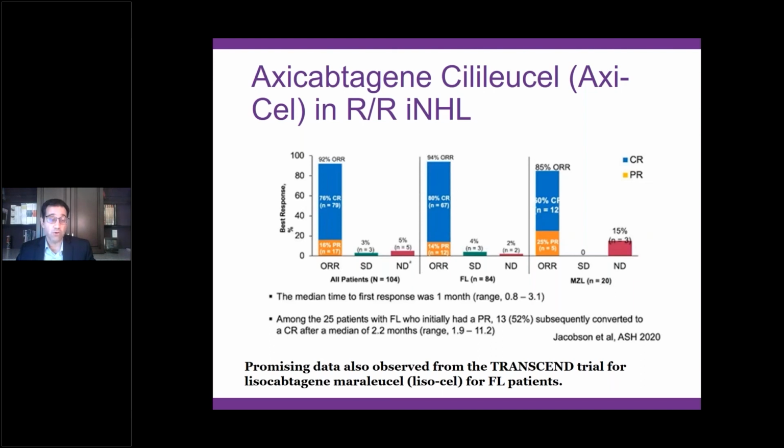So this is a good option for a patient who has already received a few lines of treatment without good response, and we found really good results here, and even 2-year survival is considered to be good with this medication. Promising data is also available here in Canada with the Transcend trial for lisocabtagene, which is another CAR T treatment for follicular lymphoma, especially for relapsed and refractory disease.